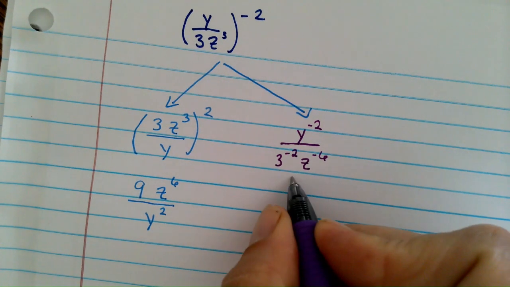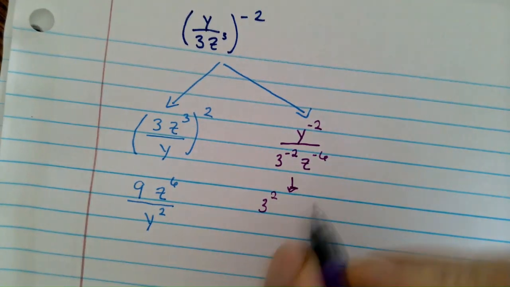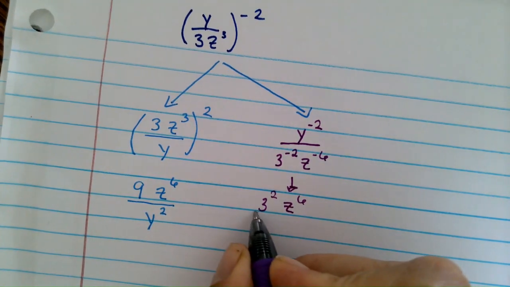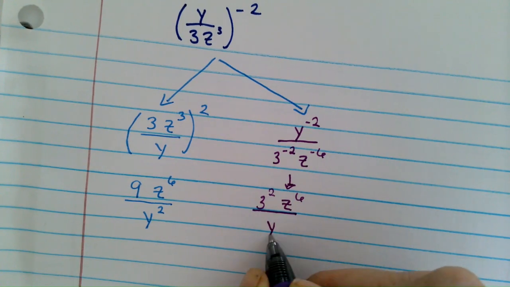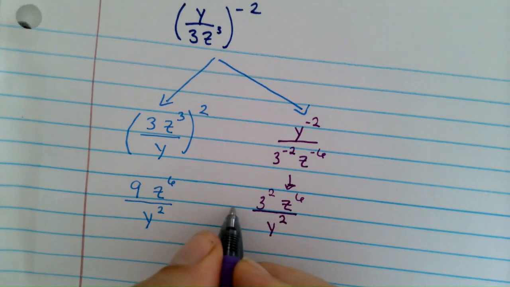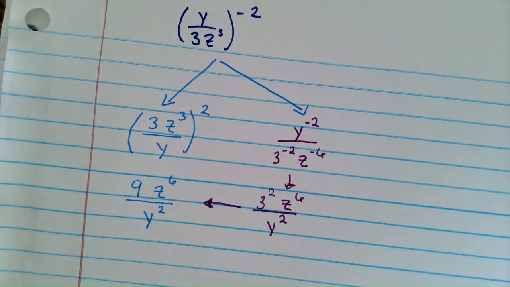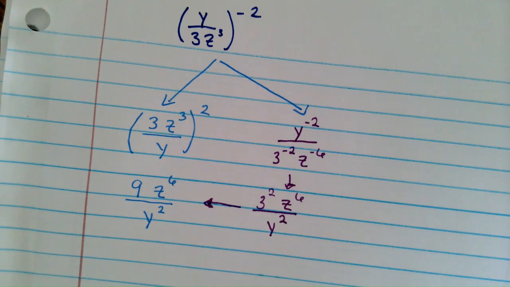So 3 to the negative second is going to go up to the top and become 3 to the positive second. Z to the negative 6th is going to go up to the numerator, become z to the positive 6th. And y to the negative second is negative in the numerator, so it will go to the denominator and become y to the second. Hence, getting to that same result of 9z to the 6th over y squared on the denominator. So there is that case as well.